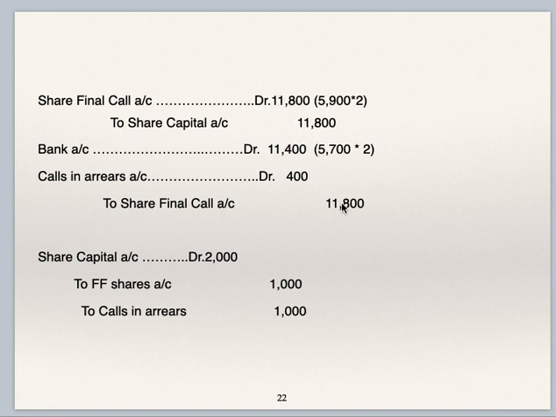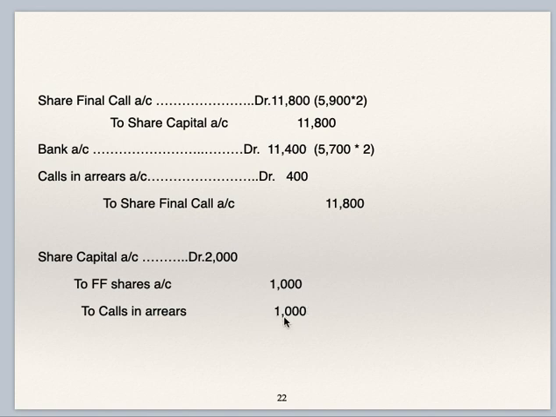11,800 debit, 11,800 credit. Now they have forfeited Z's shares. Share capital account debit 2,000, number of shares forfeited 200 into amount called up 10. Application, allotment, first call and final call. Securities premium account won't come in this forfeiture entry because securities premium has been paid by Mr. Z whose shares have been forfeited. To forfeited shares account 1,000, to calls in arrears 1,000. Forfeited shares account is amount received from defaulter and calls in arrears is amount not received.